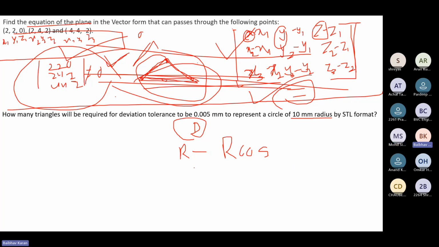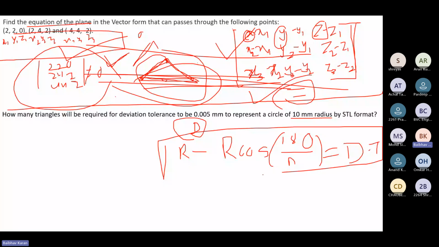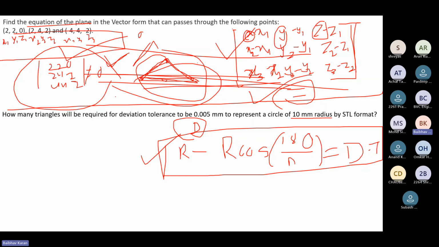Thank you. So the formula is R minus R cos of 180 upon n, that is, as he said, pi by n, equals your deviation tolerance. This is the formula. How did we derive this? You can go to the professor's lecture, where he explains it with the figure. I don't want to waste your time doing that.